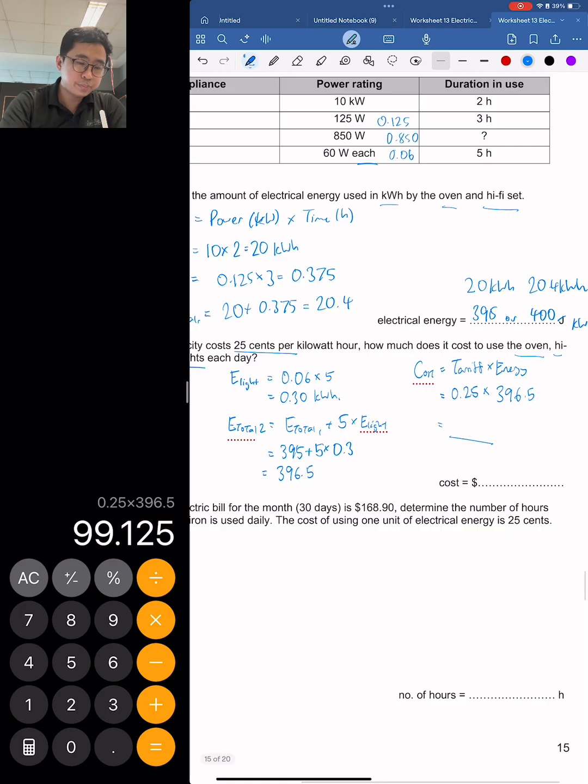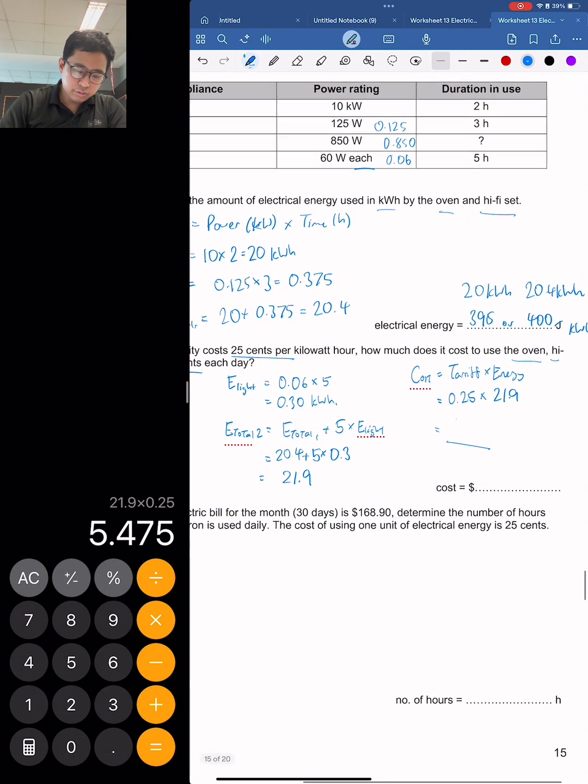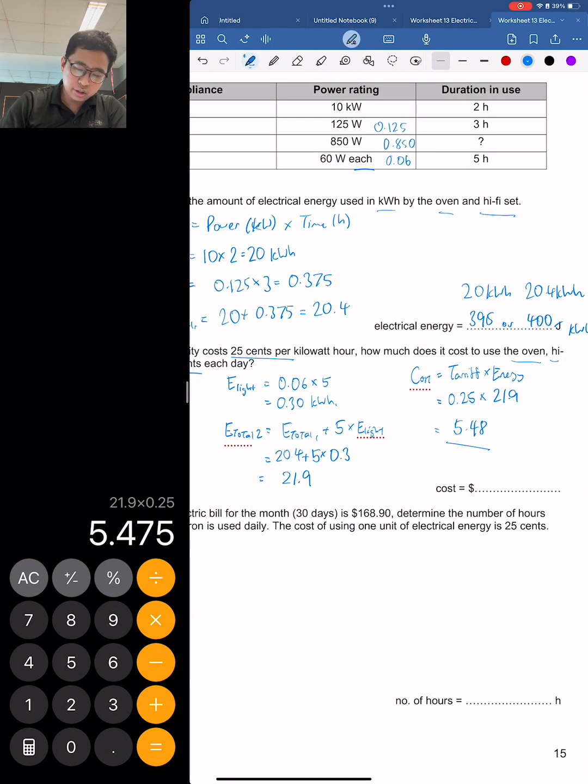Okay, so let's just change out the portions that are wrong. Okay, so this is 20.4. Okay, 20.4 plus 1.5 is 21.9. Okay, so 21.9 is $5.48.